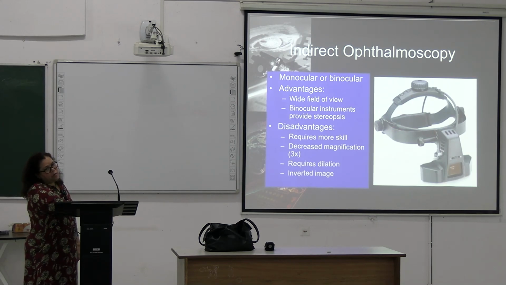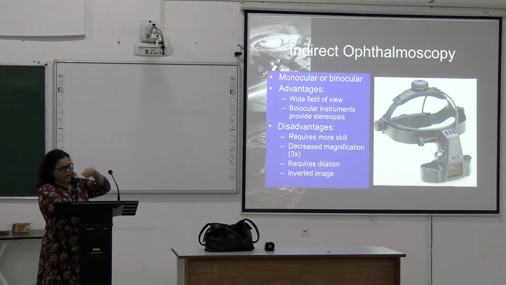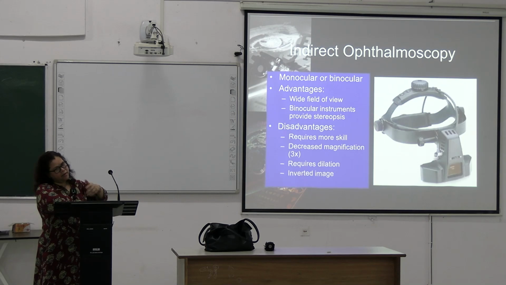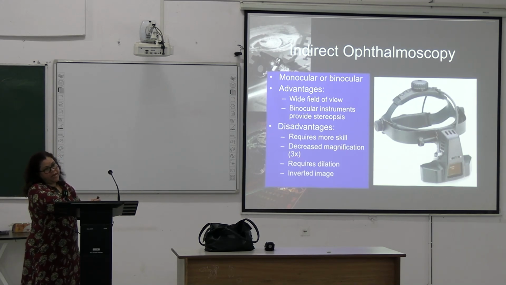But in direct ophthalmoscope, we examine the fundus through an undilated pupil. But in indirect ophthalmoscopy, dilatation is a must, and the image formed is real, inverted and magnified, and magnification is less. Magnification is 3 times, but in direct ophthalmoscope, magnification is 15 times.